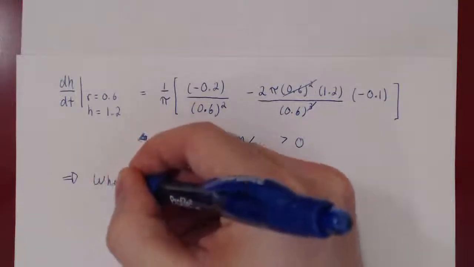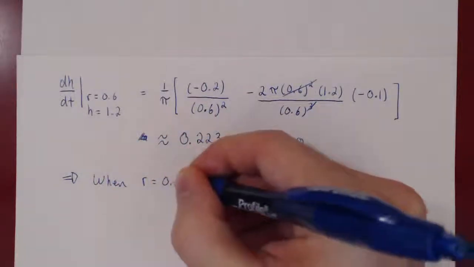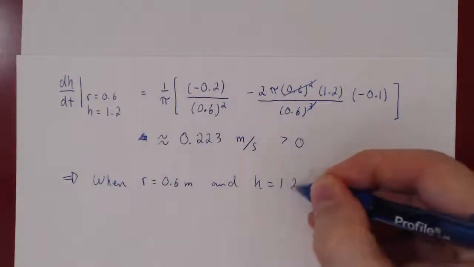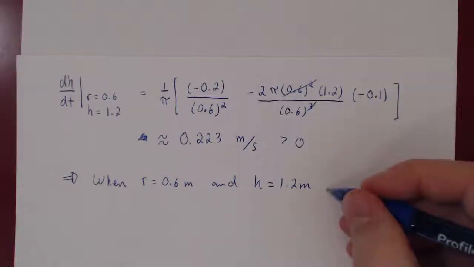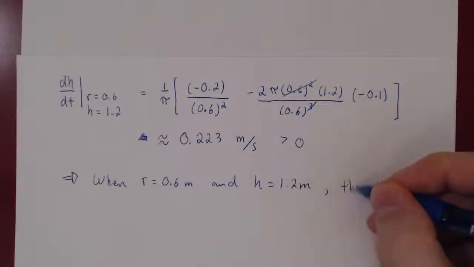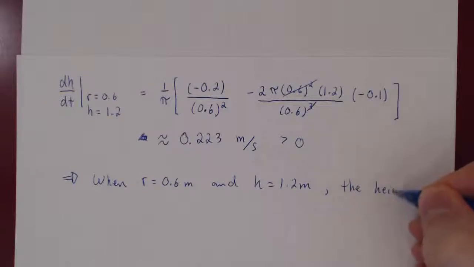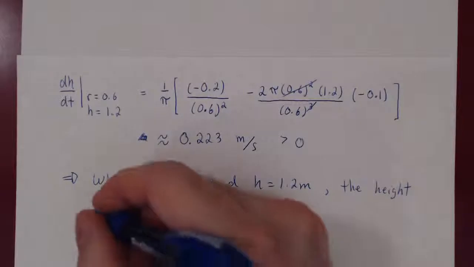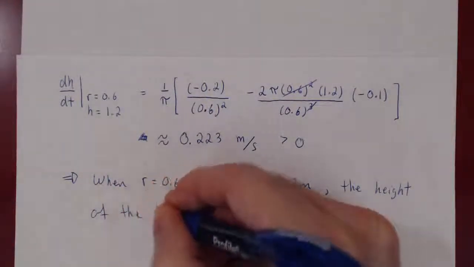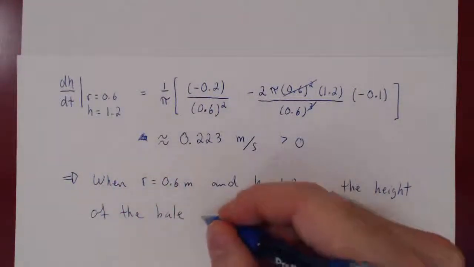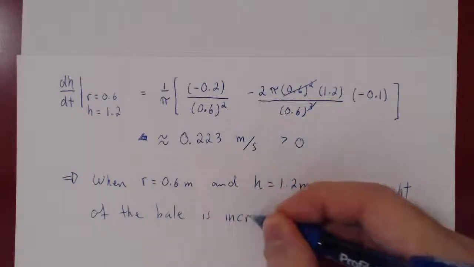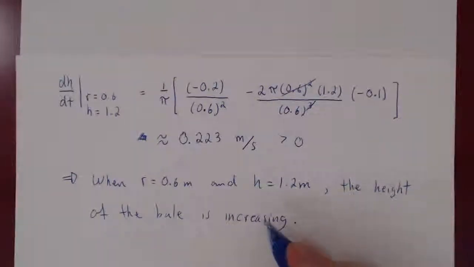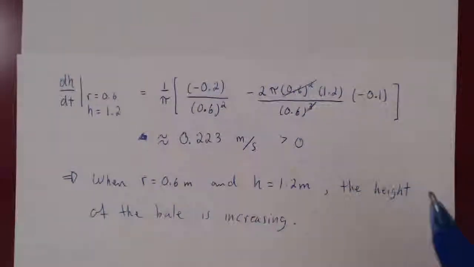So when the radius is 0.6 meters and the height is 1.2 meters, the height of the bale is increasing. And increasing at what rate? At approximately 0.223 meters per second.